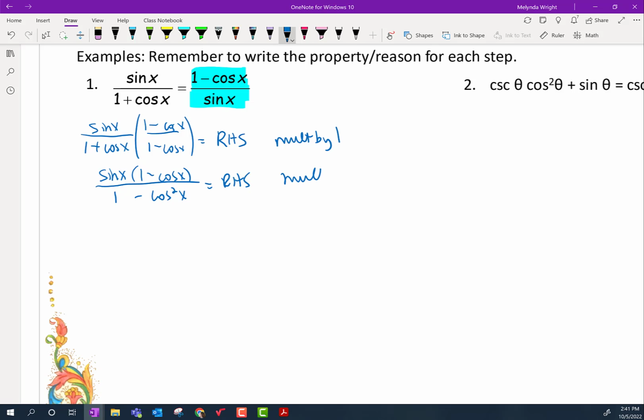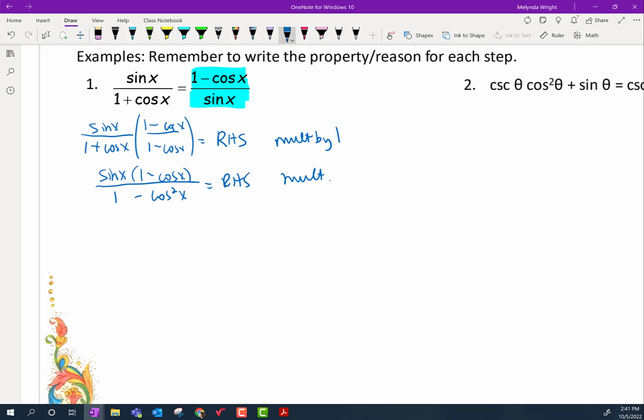Now what we want to do is step back and look at what we have, look at where we're going. The denominator of 1 minus cosine squared should have warning bells going off in your brain. We should recognize that at this point. Do we know what 1 minus cosine squared is equivalent to? Sine squared. Very nice. It's equivalent to sine squared. That's one of the Pythagorean identities.